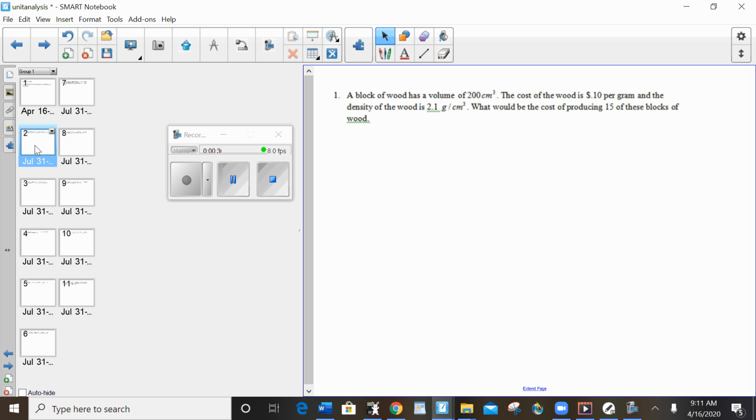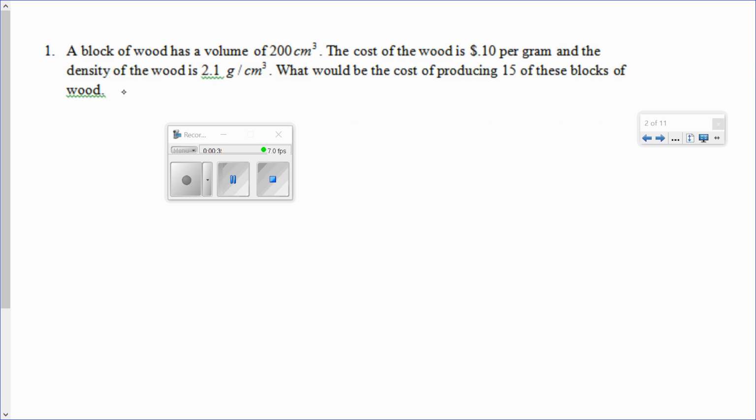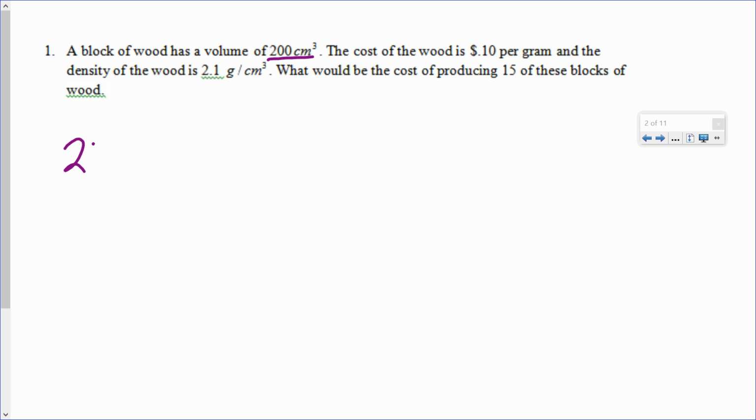A block of wood has a volume of 200. Let me just make this look bigger. Work in purple because I like purple. A block of wood has a volume of 200 cubic centimeters. So we always want to start with the piece of information they give me. It's giving me 200 cubic centimeters. The cost of the wood is 10 cents per gram. The density is 2.1 grams per cubic centimeter. What will be the cost of producing 15 of these blocks?